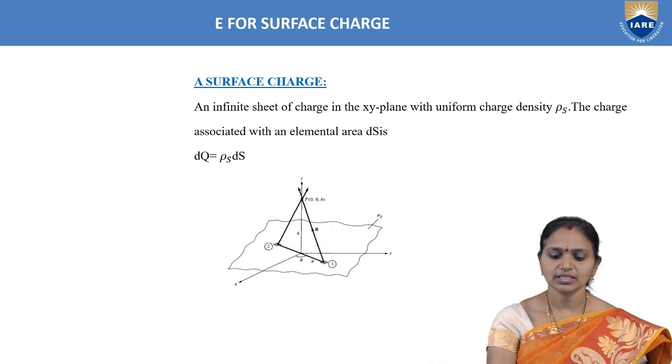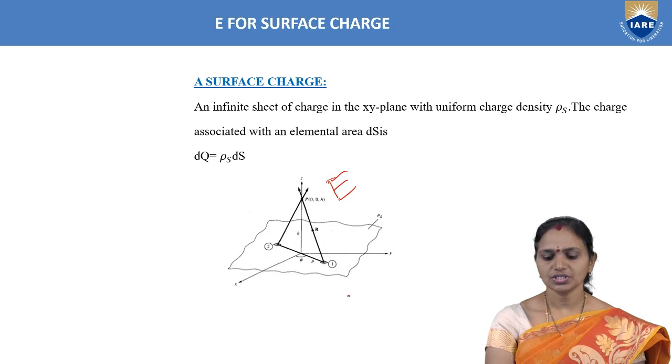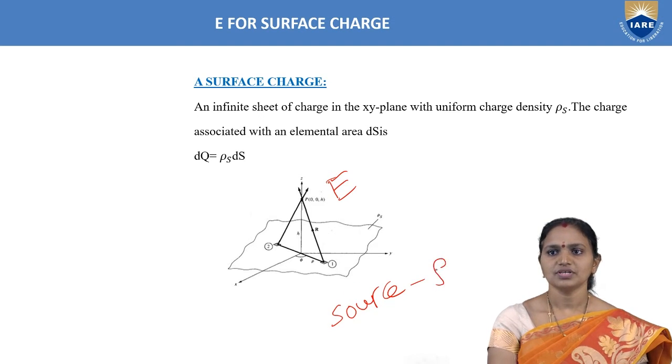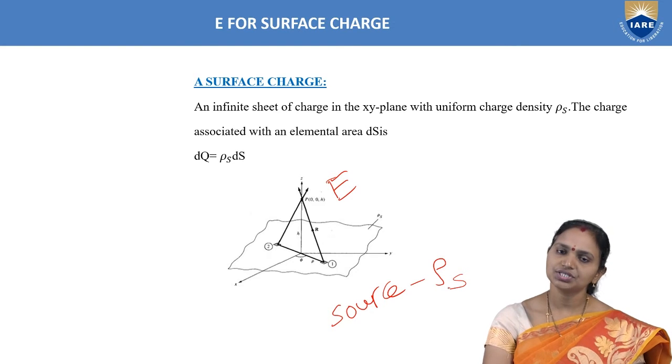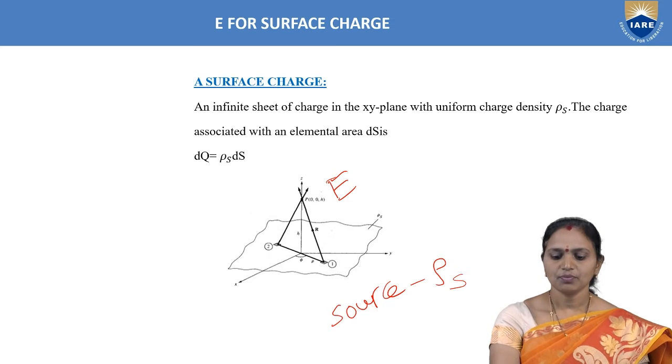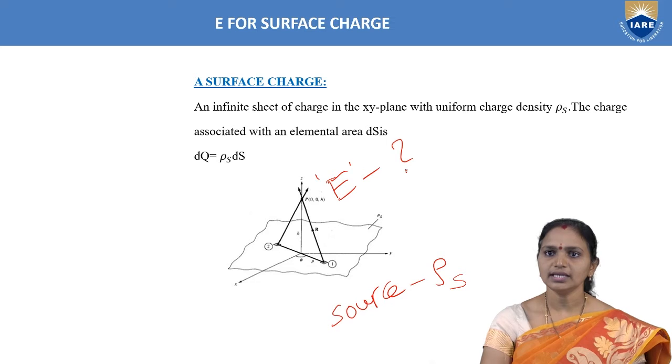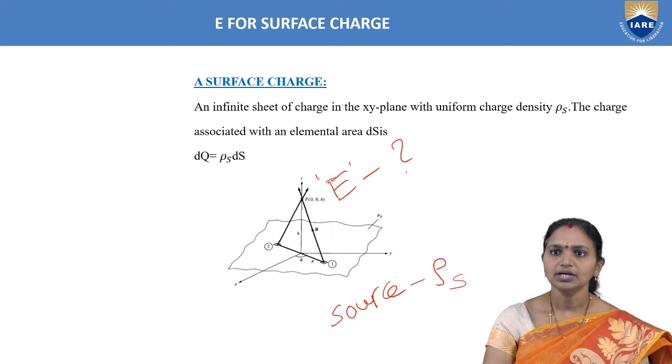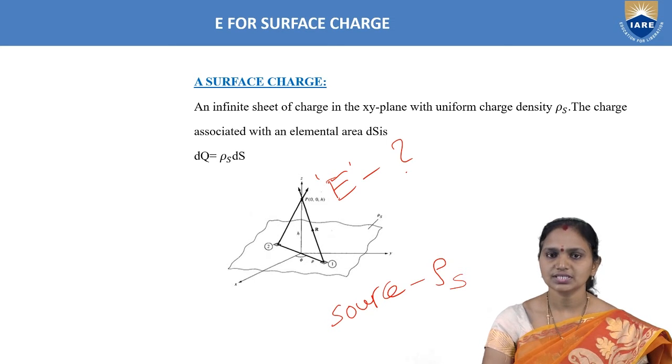We are trying to calculate electric field strength E at this point due to the source. The source here is the surface charge, rho s, or a sheet charge, and the field is at point P. So at point P we are trying to calculate field strength E due to the source. Here the source is a surface charge, and that surface charge is located in the xy plane.